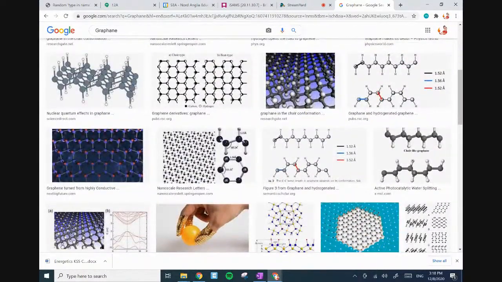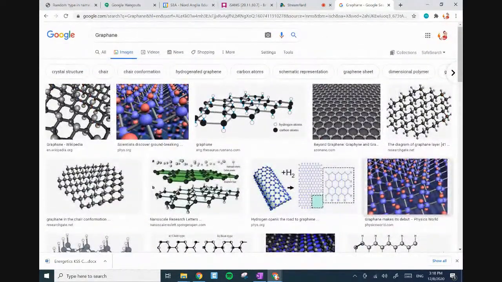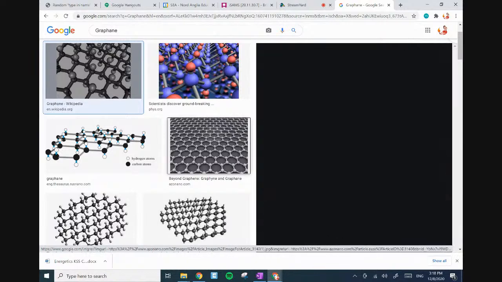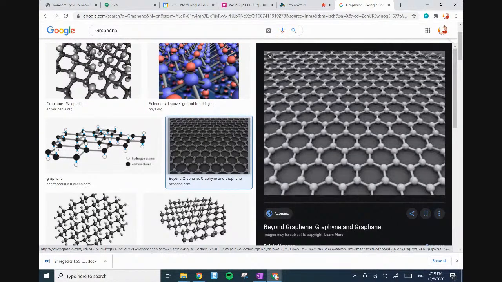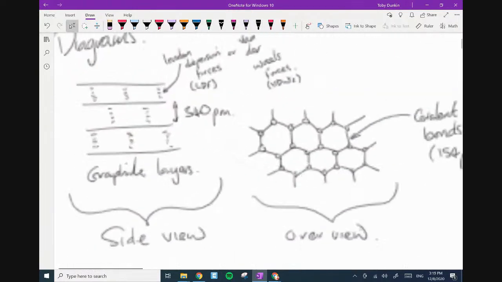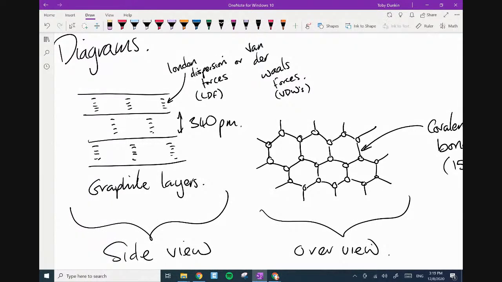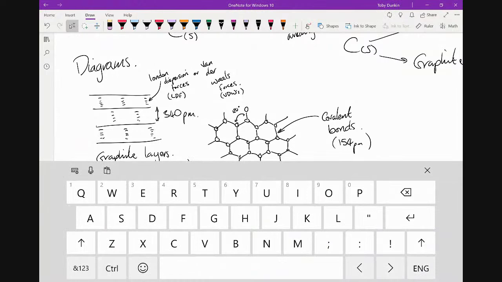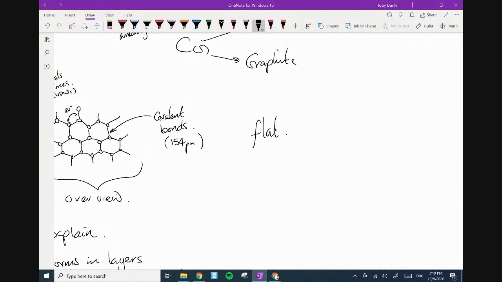I'm trying to find the best image that helps explain it. Maybe that one. There we go. As you can see, the graphene layer is completely flat and hexagonal. Go back to your diagram for graphite: the bond angle between these bonds is 120 degrees. The whole thing is completely flat. The word flat in chemistry is planar.